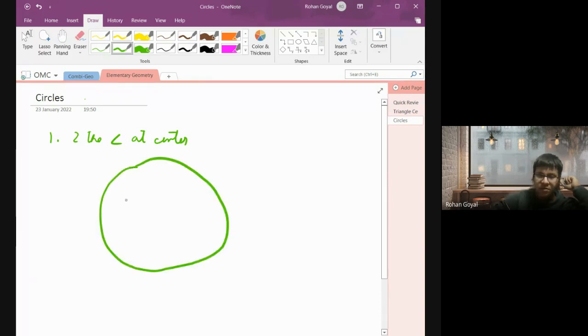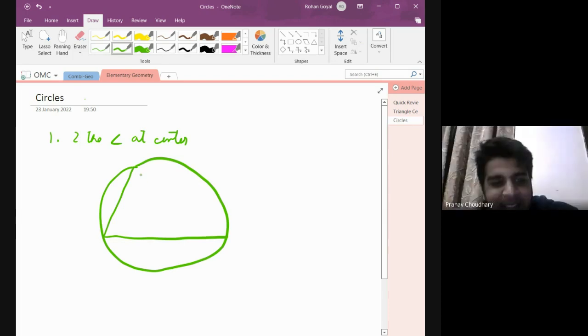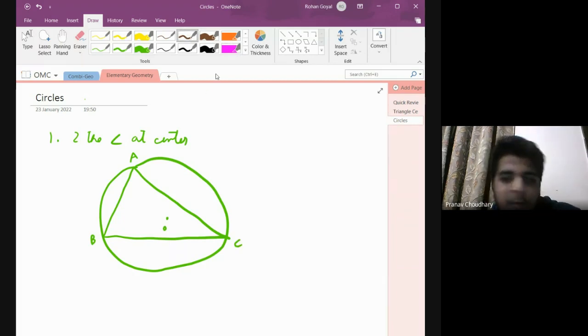One second, I forgot it. Again, don't try to remember, just prove it on the spot. Okay, fine. ABC, draw the center. Draw the circumcenter. Yeah, so join AO, BO, CO.